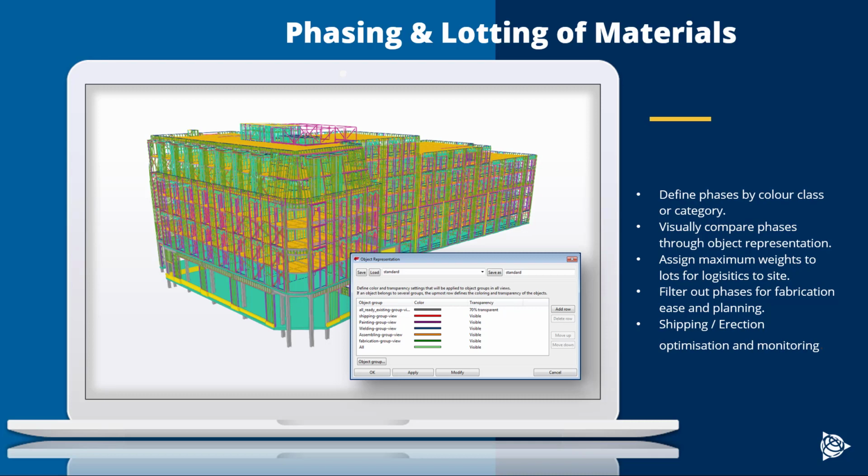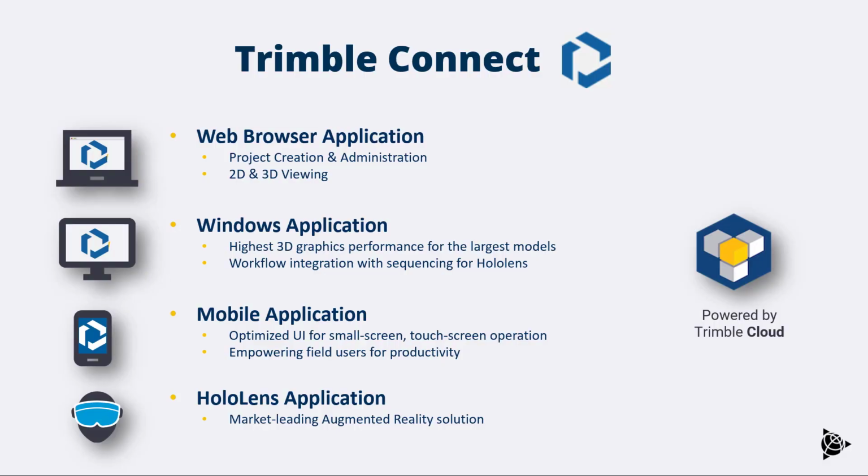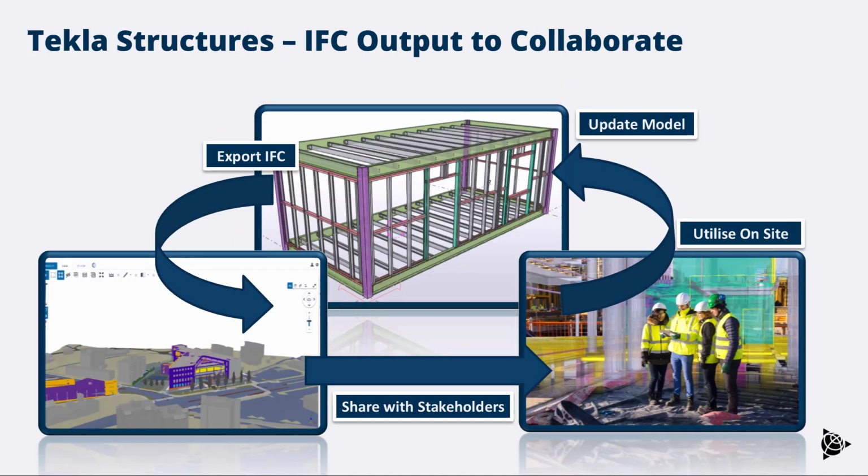A couple of things we'll be covering are managing the phasing and lotting of a project. So if it's a large project and you need to coordinate how that material gets to site, we'll be looking at that. We'll be giving an overview of some of the tools within Trimble Connect. This is our collaboration tool, which is included in the Tekla Structures subscription. We'll be looking at generating IFCs, sending that out for collaboration, and how do we interact with that model? How do we use that on site or in the workshop?